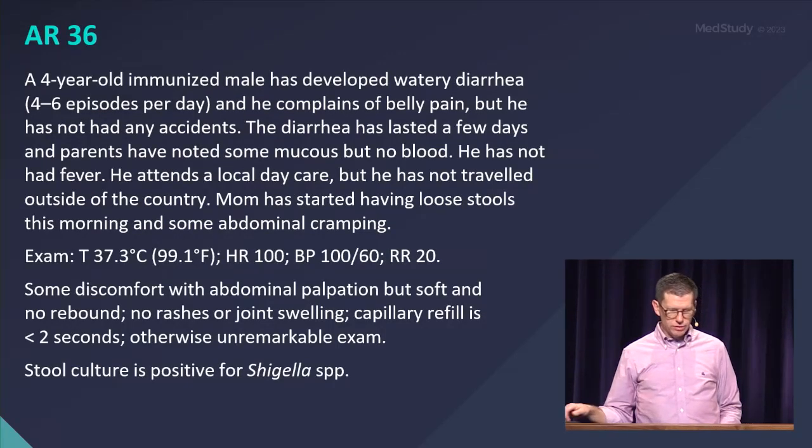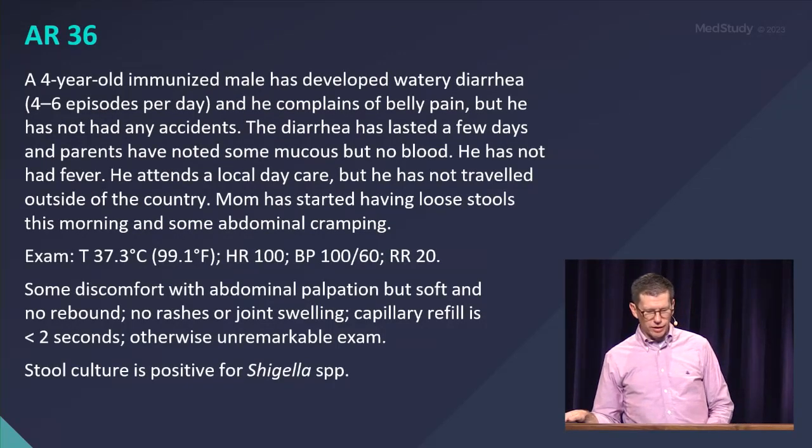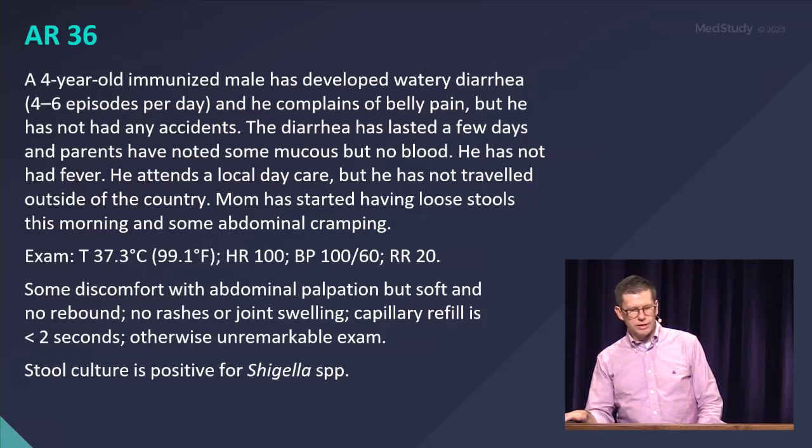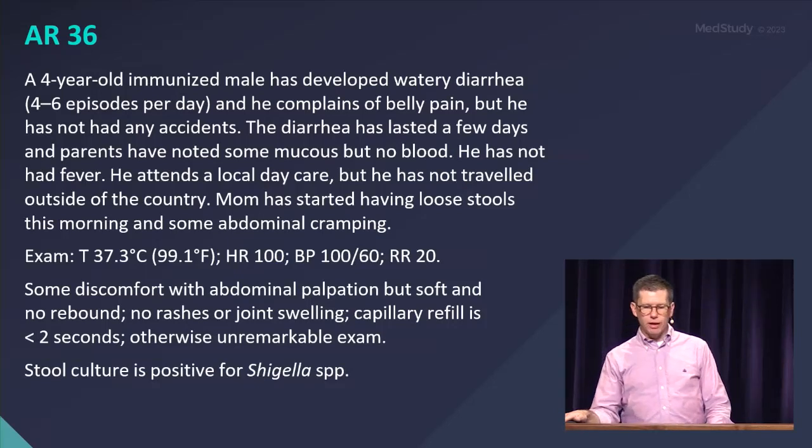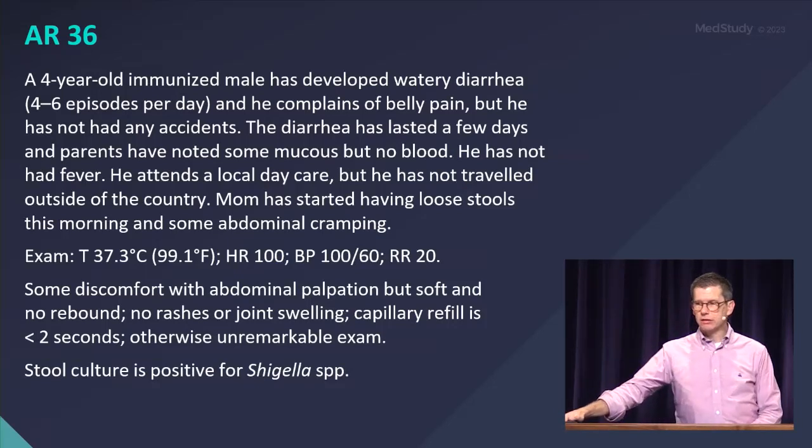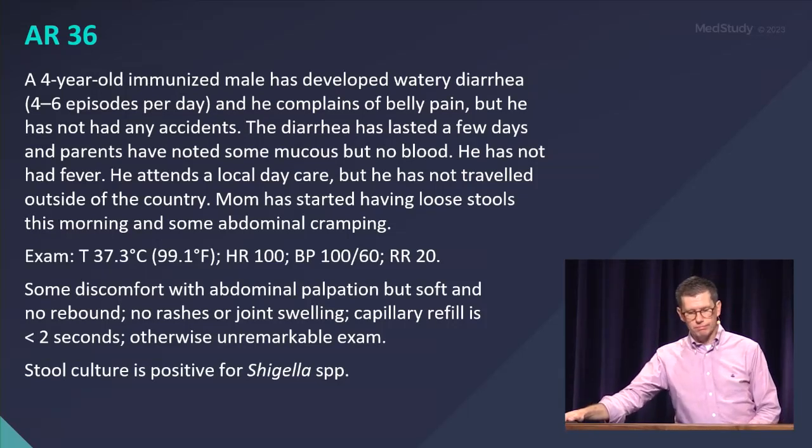All right, question 36. This is not about my family. A 4-year-old immunized male has developed watery diarrhea, about 4 to 6 episodes per day, and he complains of belly pain but has not had any accidents. The diarrhea has lasted for a few days, and parents have noticed some mucus but no blood. He has not had any fever. He attends local daycare, but he has not traveled outside of the country. Mom started having loose stools this morning and some abdominal cramping.